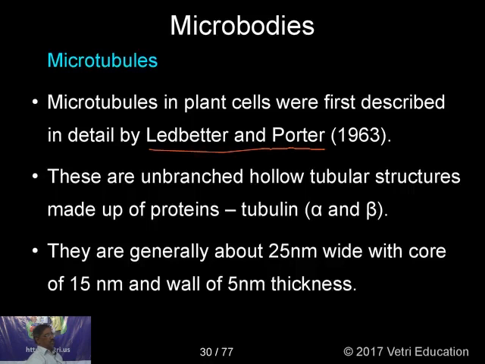These are unbranched, hollow tubular structures made up of a protein known as tubulin. There are two types of tubulin, alpha and beta. They are generally about 25 millimicrons in width, with a core of 15 millimicrons and a wall of 5 millimicrons thickness.